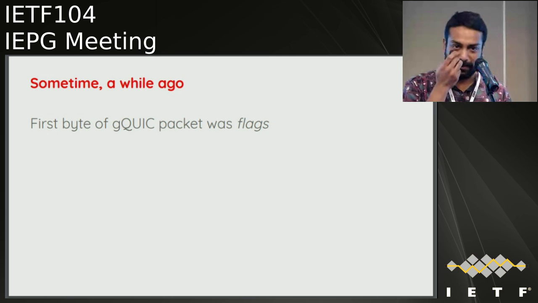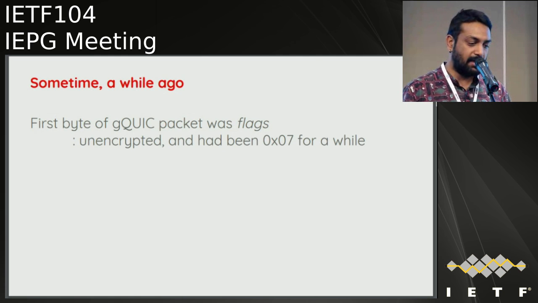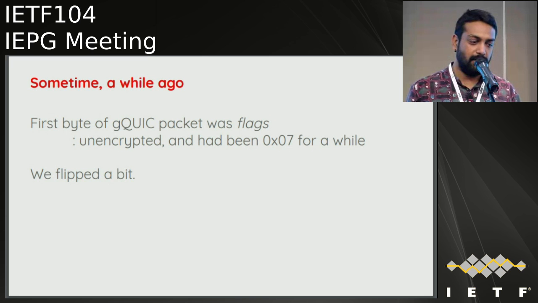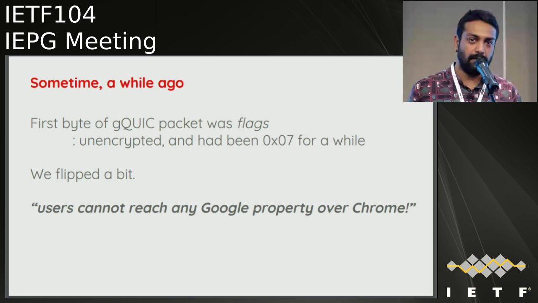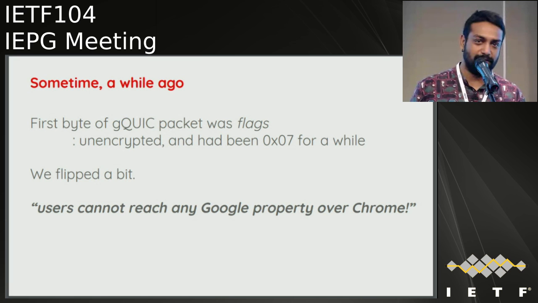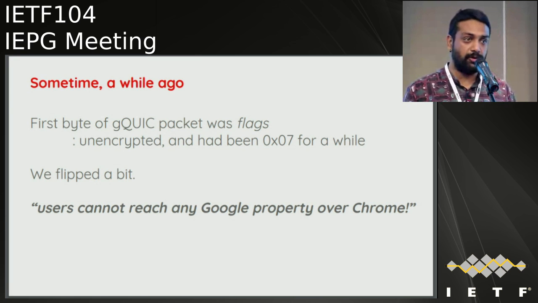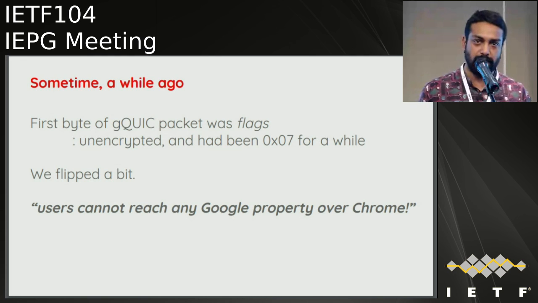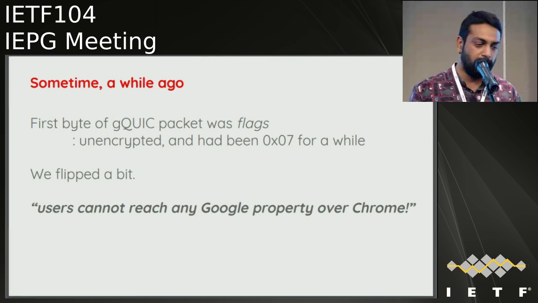It's before any of this had happened publicly, but Google QUIC was deployed in Chrome, unencrypted, and we had left the byte at 7 for a while. Then we flipped a bit, and everything went to hell. We had calls coming in saying users can't reach any Google property using Chrome. And by the way, this is Chrome's problem, because guess what? We can using Firefox, right? So we had to go find out where the problem was. We found it showed up when using QUIC.